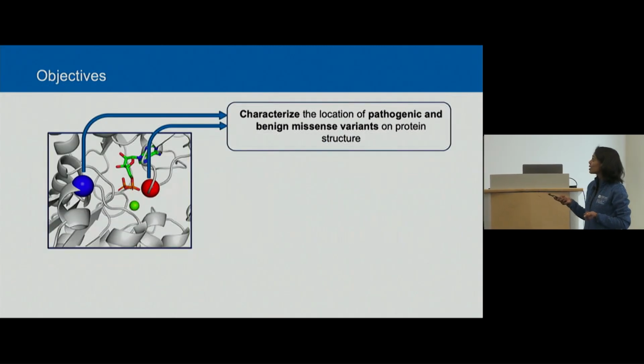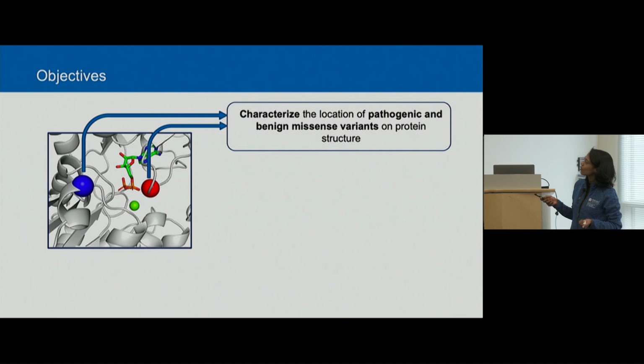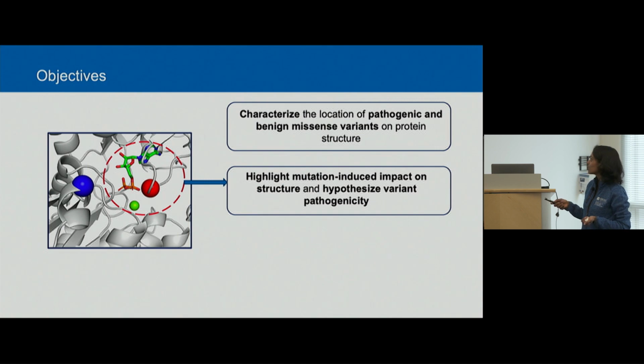Now, to answer this question, we set out for this project where our objectives were, we will characterize these locations of pathogenic and benign missense variants on protein structure. We would like to highlight the mutation-induced impact on structure and hypothesize the variant pathogenicity. For example, we don't want to give the user only a score, showing that this one probably has a score of 0.9 and this one has a score of 0.2. We also want to give them a reason: I'm saying it is 0.9 because it is perturbing an interaction network.